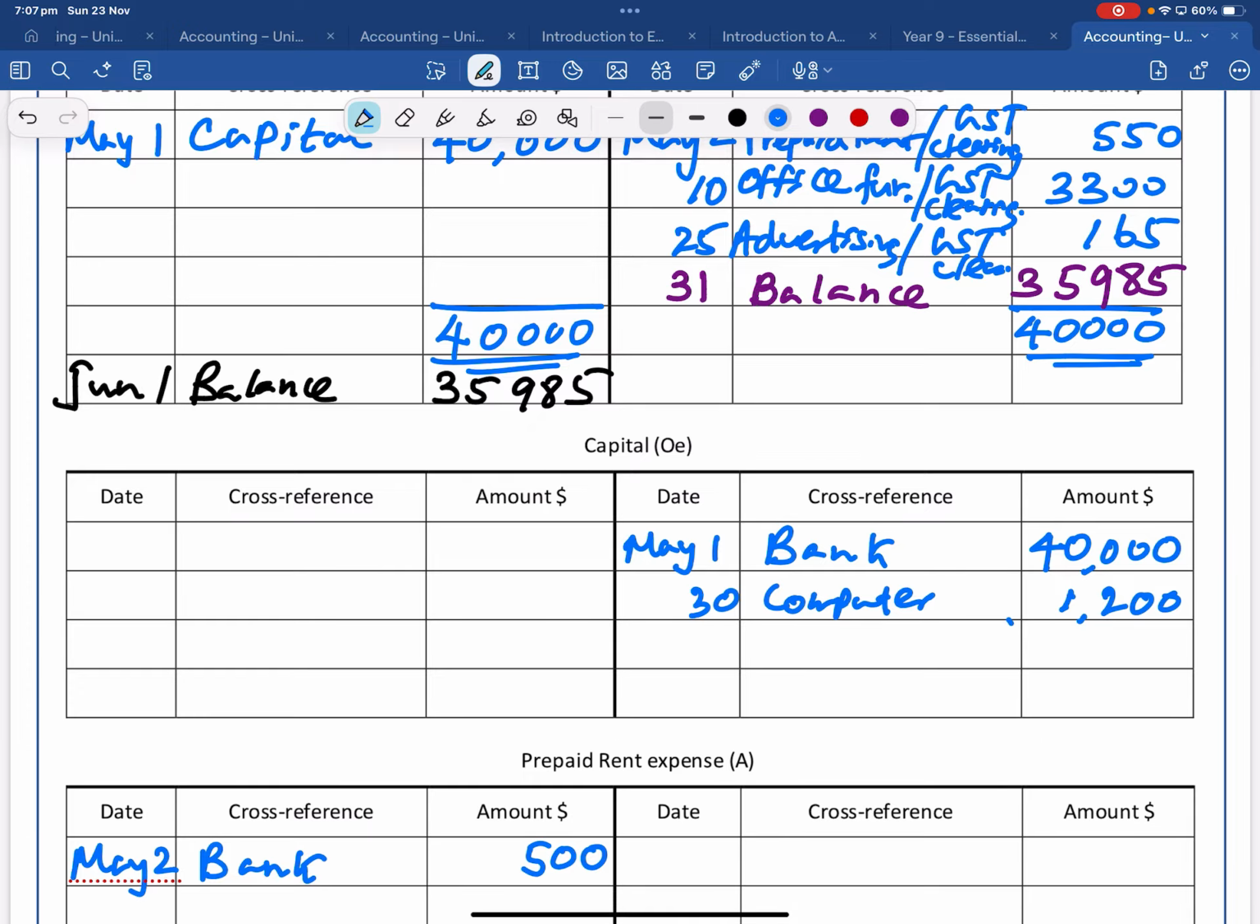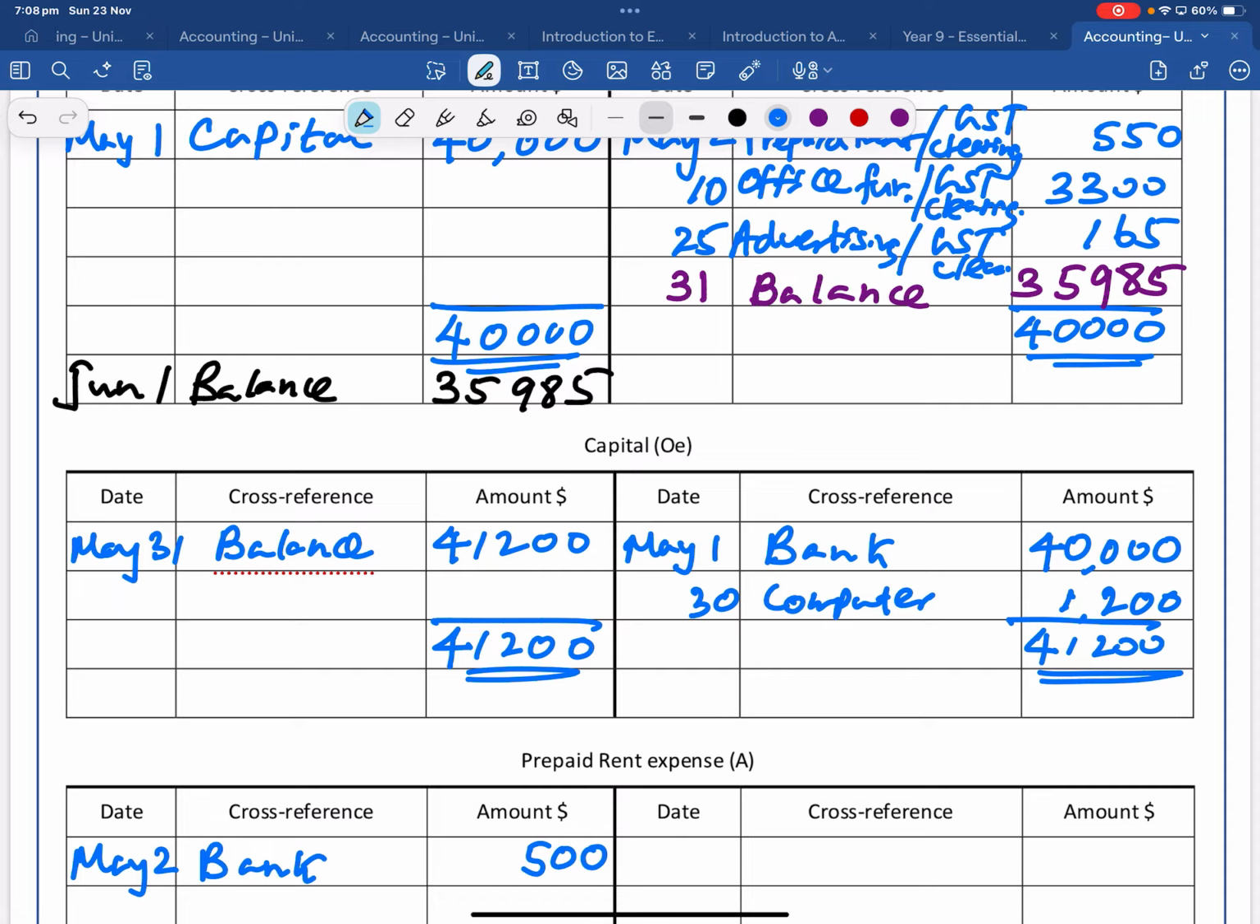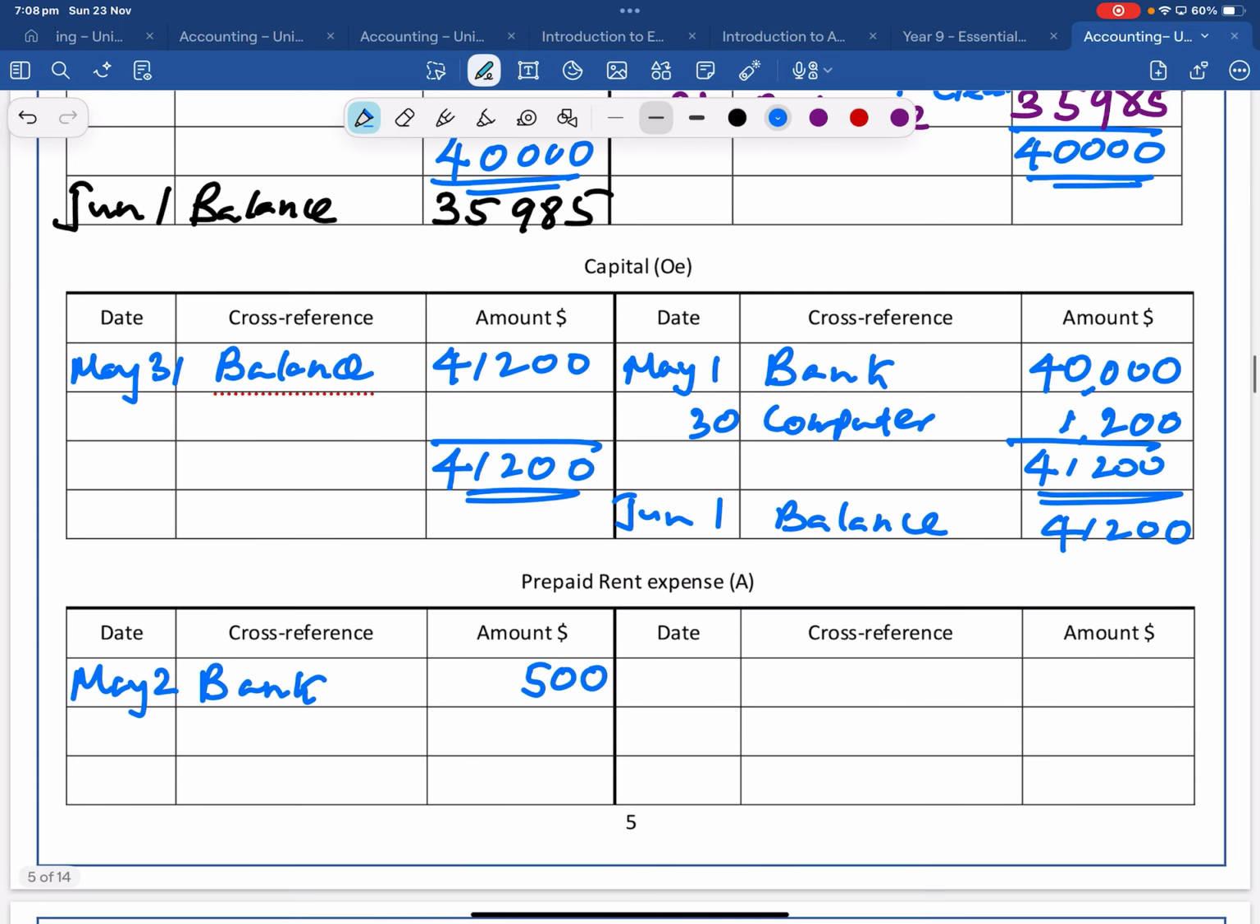Right, capital, 41,200. Then actually no game here. Why? There is nothing on the other side. So then you can write 41,200 straight away. May 31st balance. And then that is coming from after the double underline, after the total, June 1st balance, 41,200. Okay. So in this case, the credit side is 41,200.